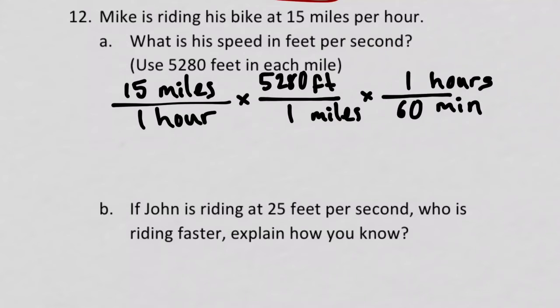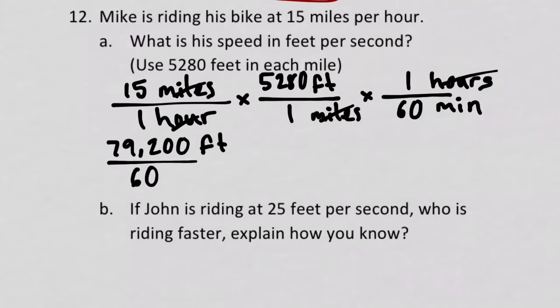Let's go ahead and do this problem to see what we get. Miles cancels miles, hours cancels hours. So what I get is 15 times 5280 over 1 times 60. Let's put 15 times 5280 in the calculator. The calculator says 79,200. In the denominator, it's 1 times 60, so 60. But look at the units. I canceled miles. In the numerator, all I have is feet. In the denominator, all I have is minutes. So I have feet per minute. We don't want feet per minute, we want feet per second.